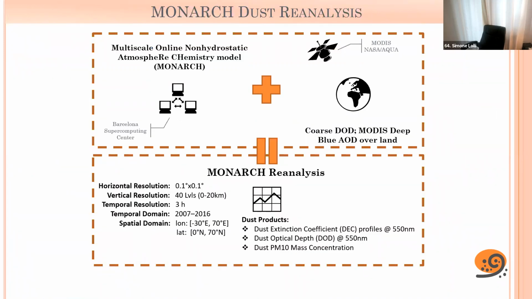The dust reanalysis was produced by assimilating coarse dust optical depth retrievals obtained from satellite observations of the MODIS instrument over dust source regions in the dust module of the MONARCH atmospheric model. The dust products generated by the reanalysis cover a wide range of dust-related properties, both optical and physical, such as dust extinction coefficient profiles, dust optical depth, and dust PM10 mass concentration.